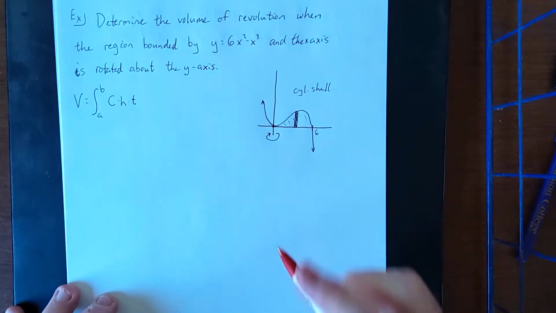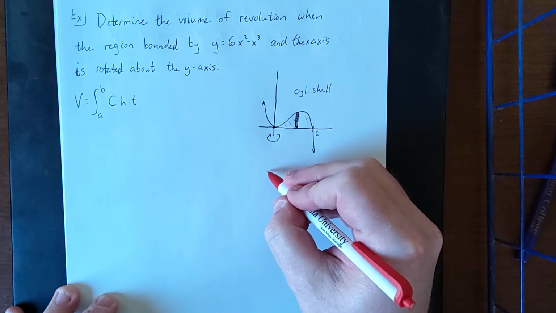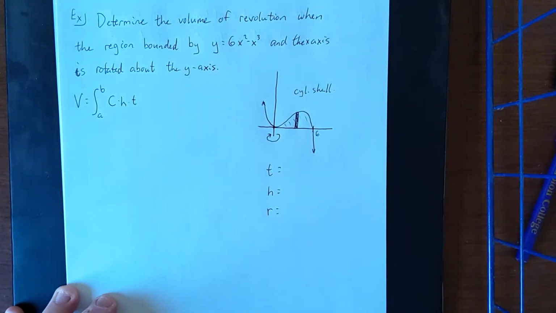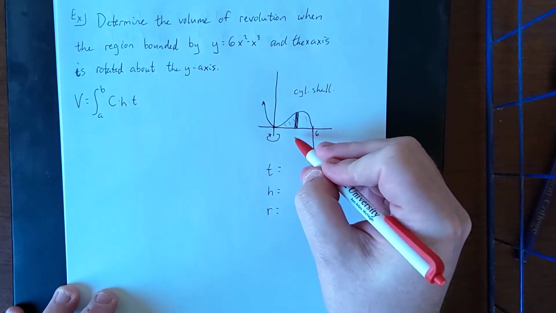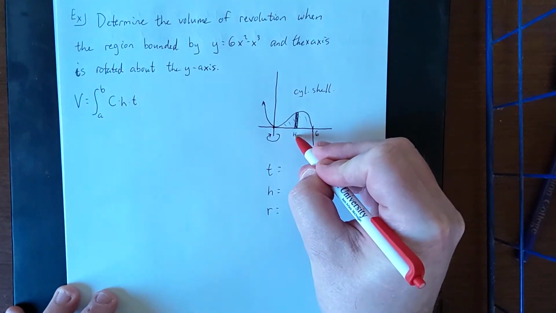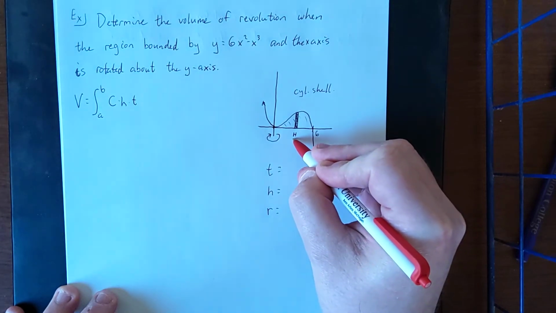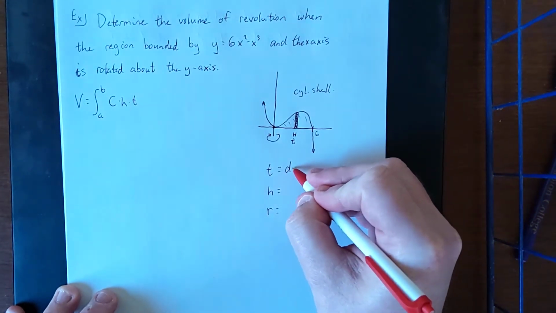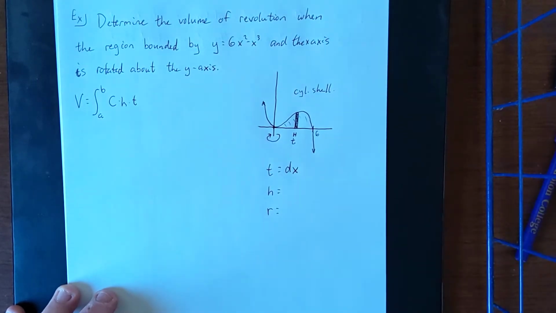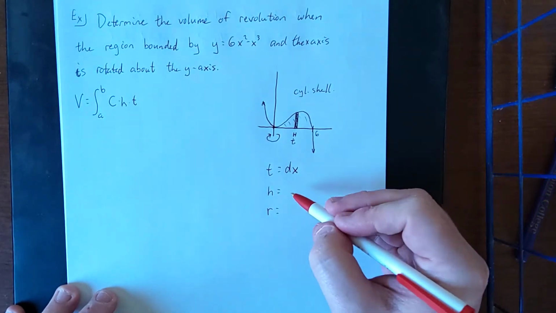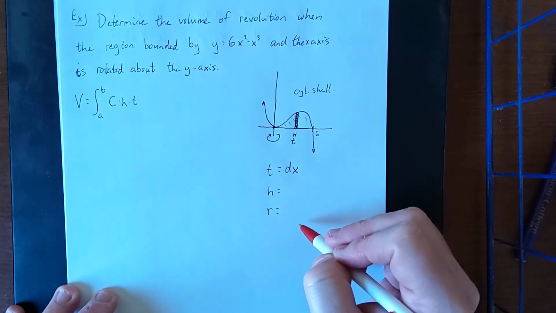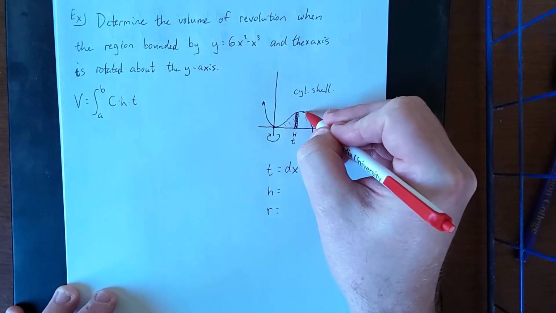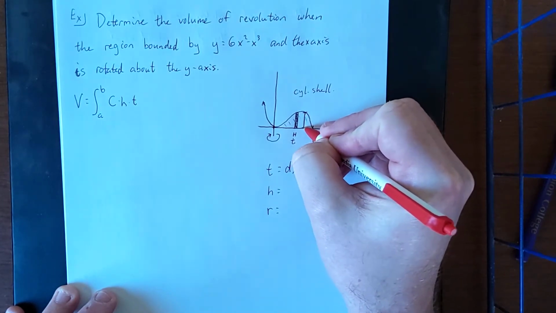Now what we're going to do over here is identify all of those variables. The thickness of the cylindrical shell is going to be determined by this little tiny change in x right here. Because it's a little tiny change in x, it'll be dx. As such, when we find our height and our radius, those will need to be in terms of x as well. The height of the cylindrical shell is this dimension that we see right here.